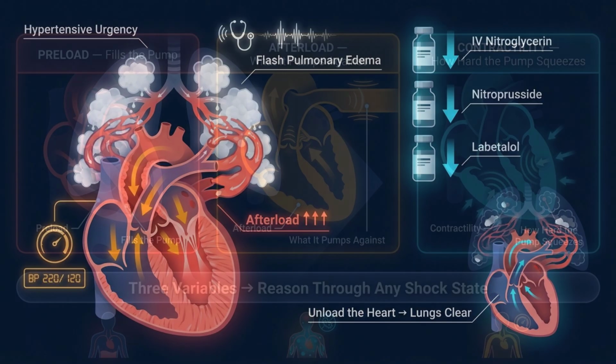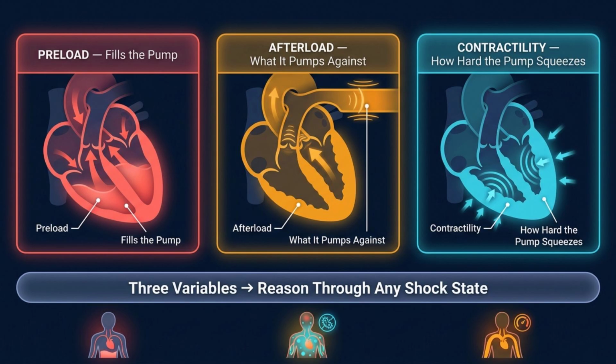Preload fills the pump. Afterload is what it pumps against. Contractility is how hard the pump itself squeezes. Keep those three straight and you can reason through almost any shock state.